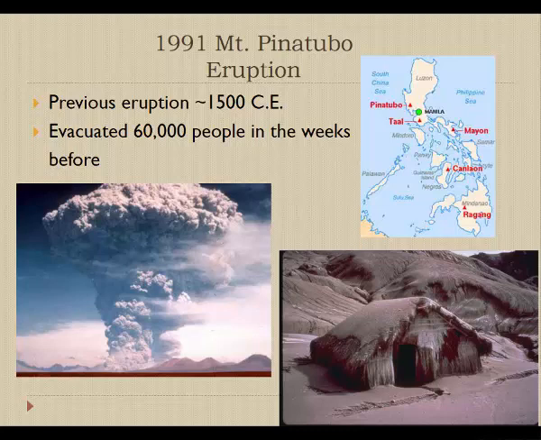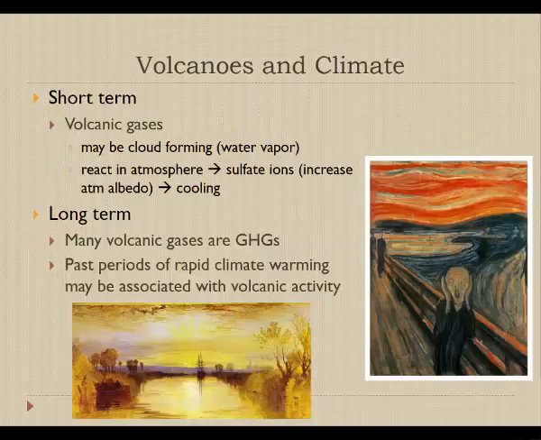And then you can also see what it looked like after the eruption occurred. And this kind of looks like a picture of the North Pole, but in fact it's a picture of a tropical island that has been completely inundated with volcanic ash. So you can get an idea of how much material is falling out of the sky after this eruption occurred.